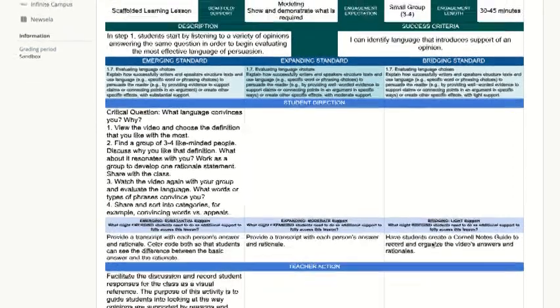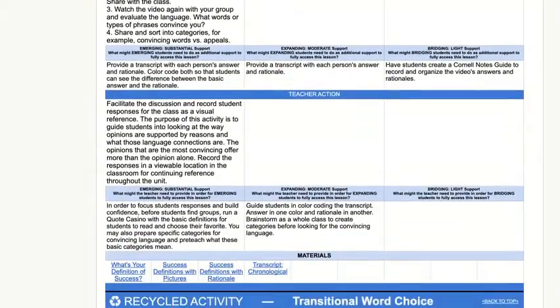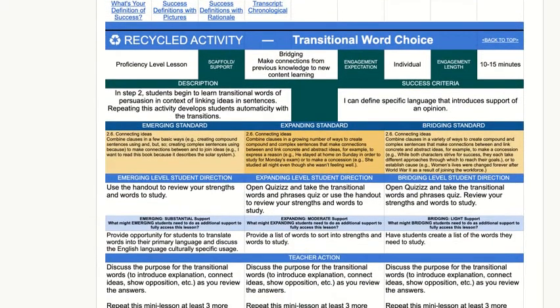If it is a proficiency level lesson, as this next lesson is, you'll notice that the directions are specific to student groups of each proficiency level. Emerging having one set, expanding another, and bridging yet another. There's still additional support. However, within proficiency level lessons, each grouping of students has a slightly different task.